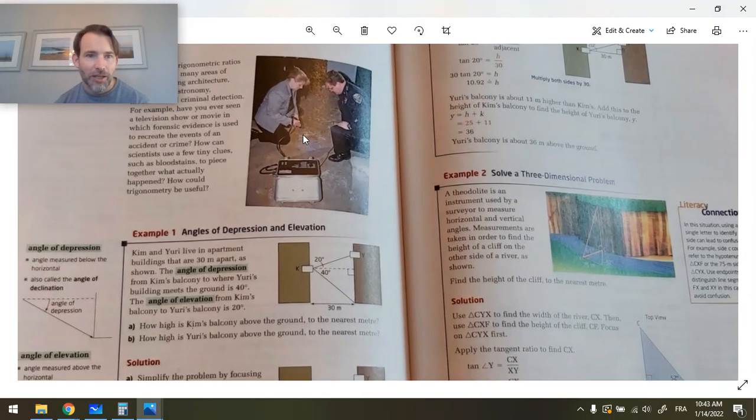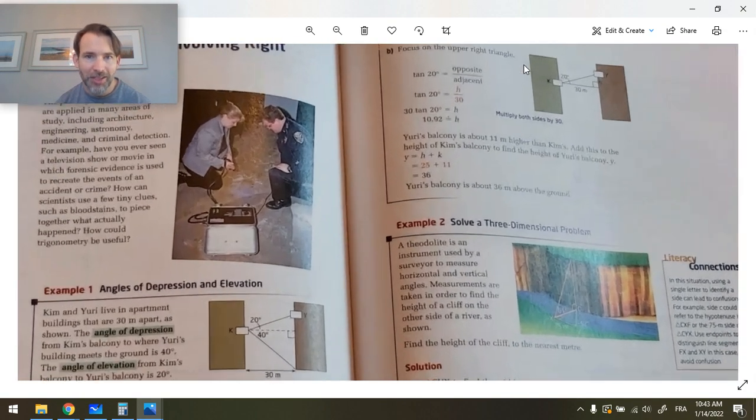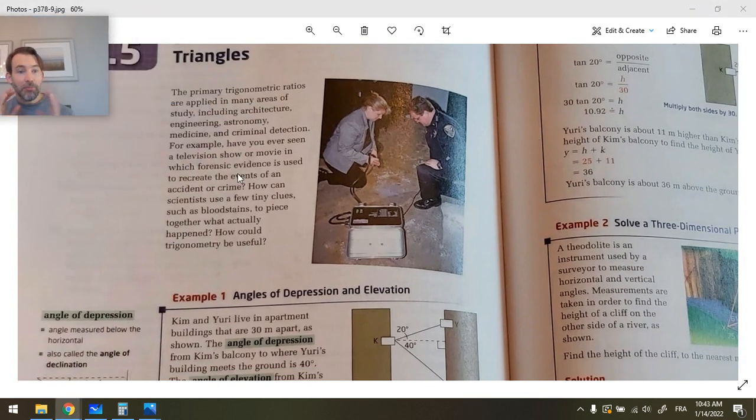So let's take a look. The primary trigonometric ratios. Okay, here, zoom in. Okay, there we go. The primary trigonometric ratios are applied in many areas of study, and many of you are studying some really cool applications of trigonometry right now, including architecture, engineering, and astronomy, even medicine and criminal detection. For example, have you seen a television show where forensic evidence is used to recreate the events of an accident or crime? So how can they use a few tiny clues like blood stains to piece together what actually happened, and how can trigonometry be useful?